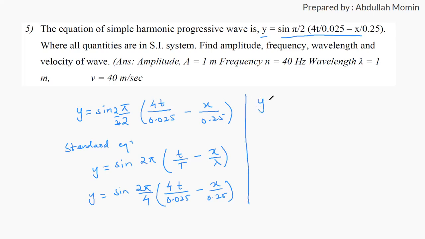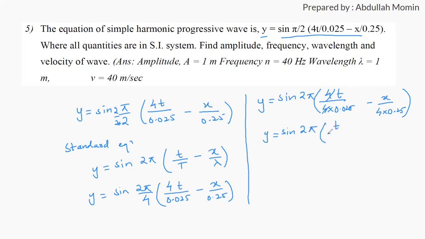So we will get y is equal to sine 2 pi (4t divided by 4 into 0.025 minus x upon 4 into 0.25). So this 4 and this 4 will get cancelled. 4 into 0.25 means 1. So y is equal to sine 2 pi (small t upon 0.025 minus x upon 1). So this is our equation 2, and this standard equation is equation 1. Now we will compare these two equations.